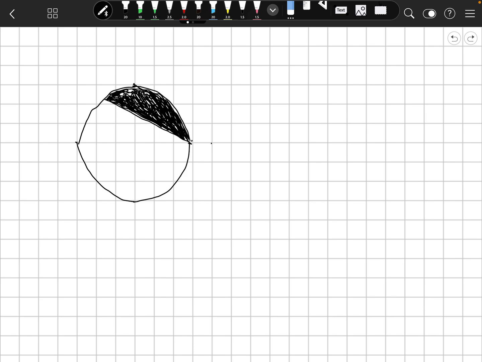We've talked a little bit about sectors, and that's finding the area of kind of like a slice of pie. This is finding the area if you have a chord that separates two parts of a circle. So that's what we're working on today, finding the area of a segment.